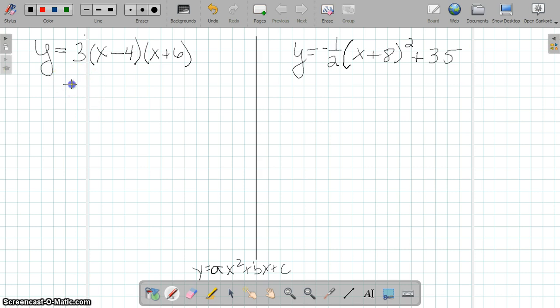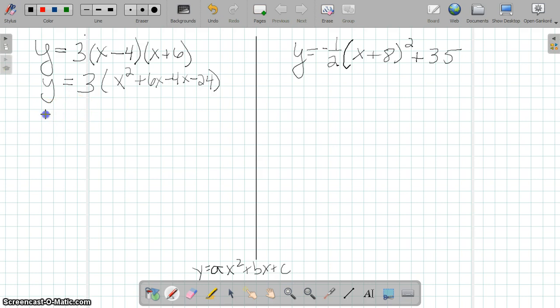So first of all, y equals, let's FOIL out first. I'm going to leave my 3 out here. Don't worry about the 3 quite yet. And you're going to FOIL those two binomials here. So x times x is x squared. Your outers are x times a 6, which would be a plus 6x. Your inners are negative 4x. And last, negative 4 times a 6 is negative 24.